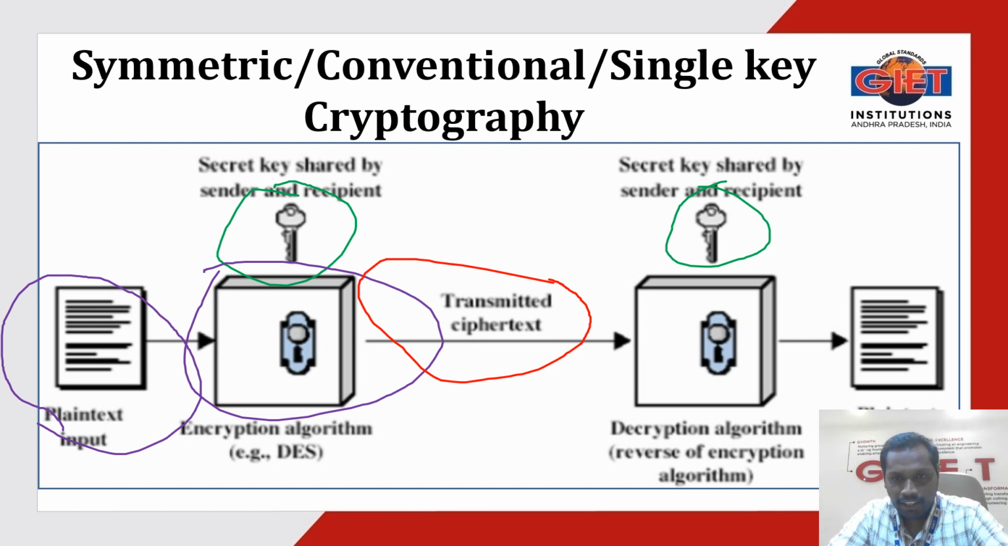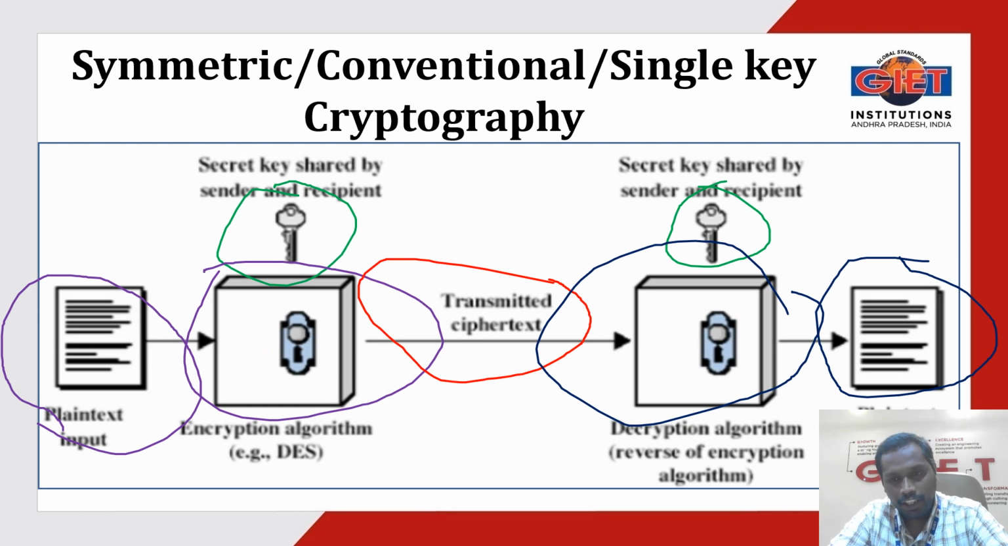And at the receiver end, the receiver will use the same key, and with the help of the decryption algorithm, he'll get back the plain text. This is the general procedure for symmetric or conventional or single key cryptography. The most important point here is that you share the same secret key between sender and receiver. Encryption algorithms can be many. There are n number of algorithms, and in the coming slides we'll see which algorithms come under symmetric key cryptography.